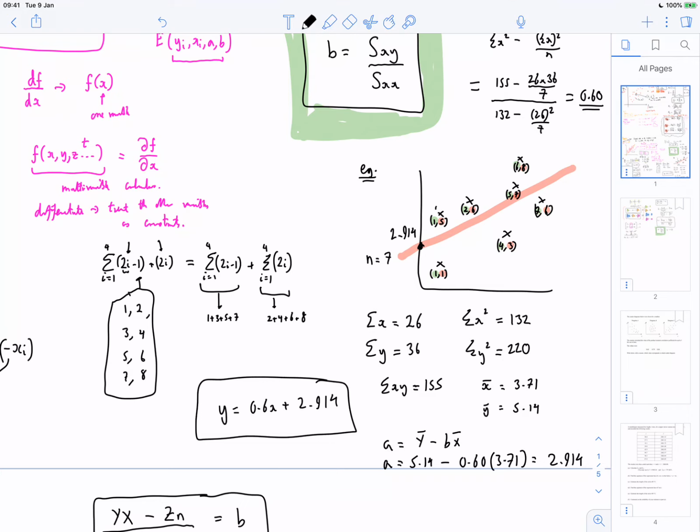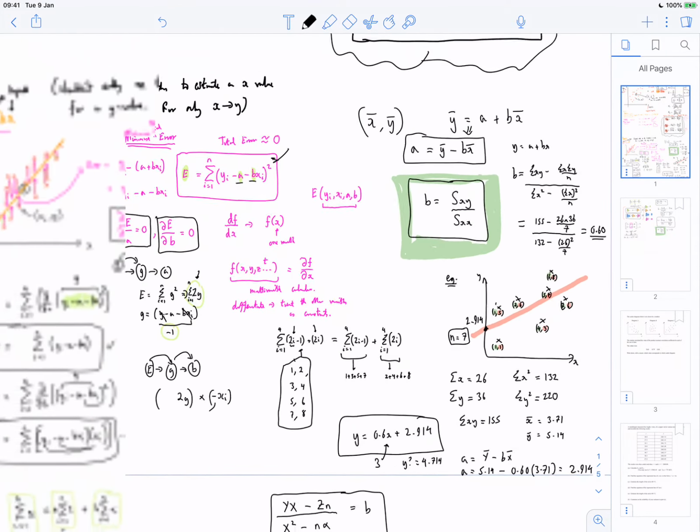So say, for example, this was a test on 7 kids, and there's an 8th kid who was absent. The 8th kid turns up, does one of the tests, let's say he does the x test, and gets an answer of 3. What would his y value be as an estimate? Well, I just substitute 3 in for the x. So 0.6 times 3 plus 2.914, so you'd expect that kid to get around 4.714, on average.